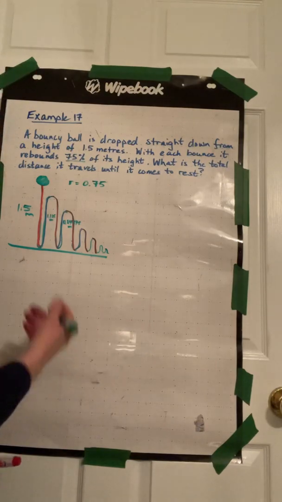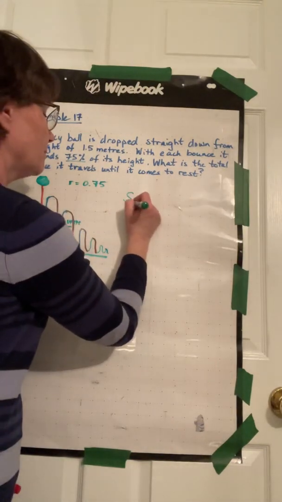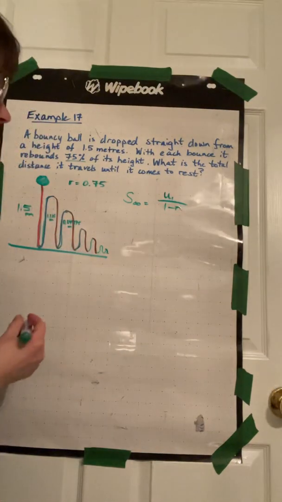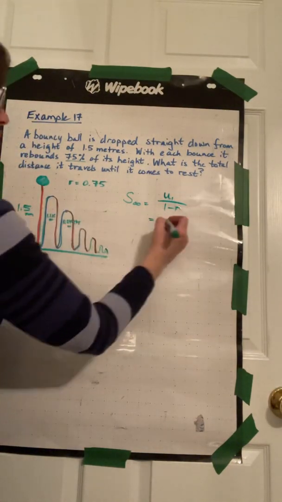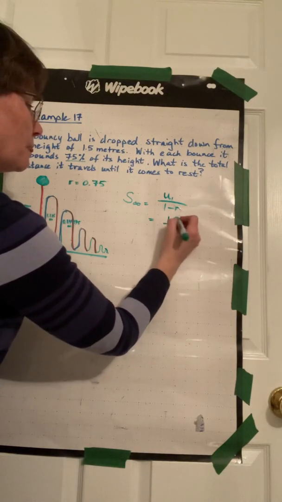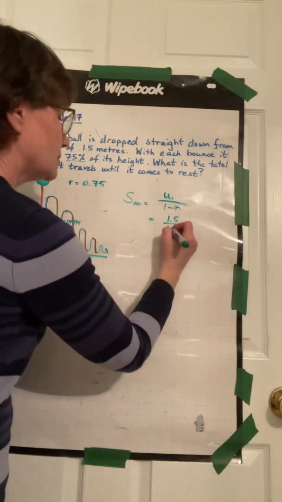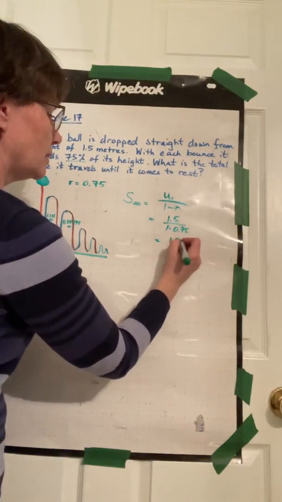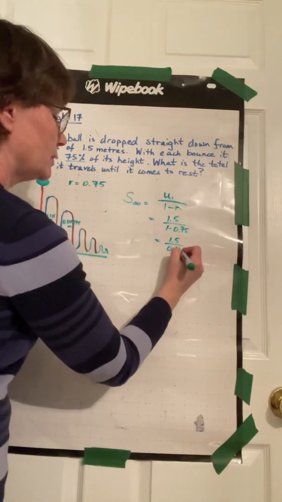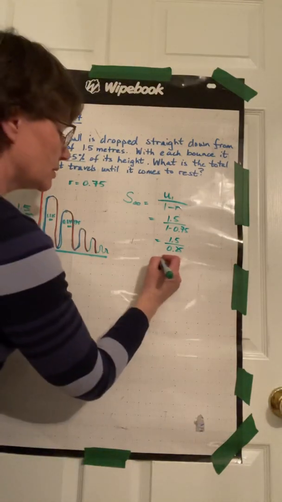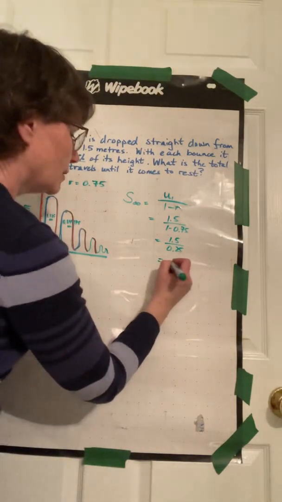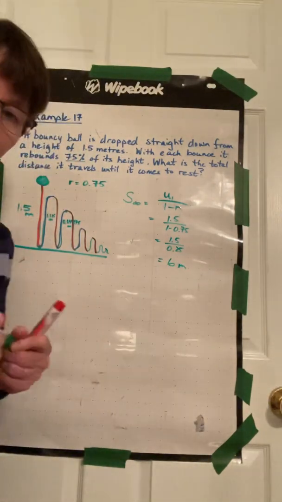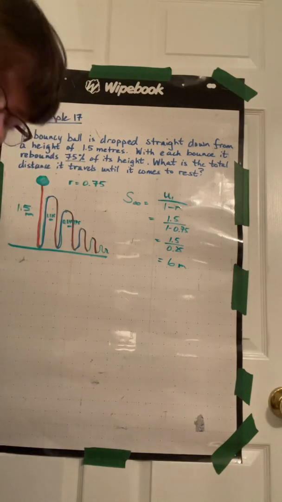So let's see. We're going to sum it to infinity. u1 divided by 1 minus r. u1 is 1.5, r is 0.75. So we're doing 1.5 divided by 0.25, or divided by a quarter, which is the same as multiplying by 4. So that should be 6 meters. Okay, but what does that 6 meters tell us?